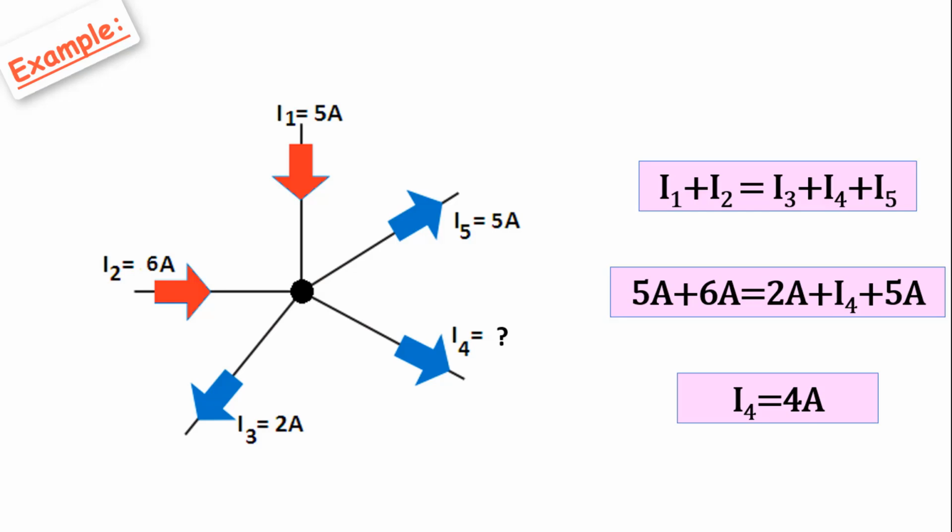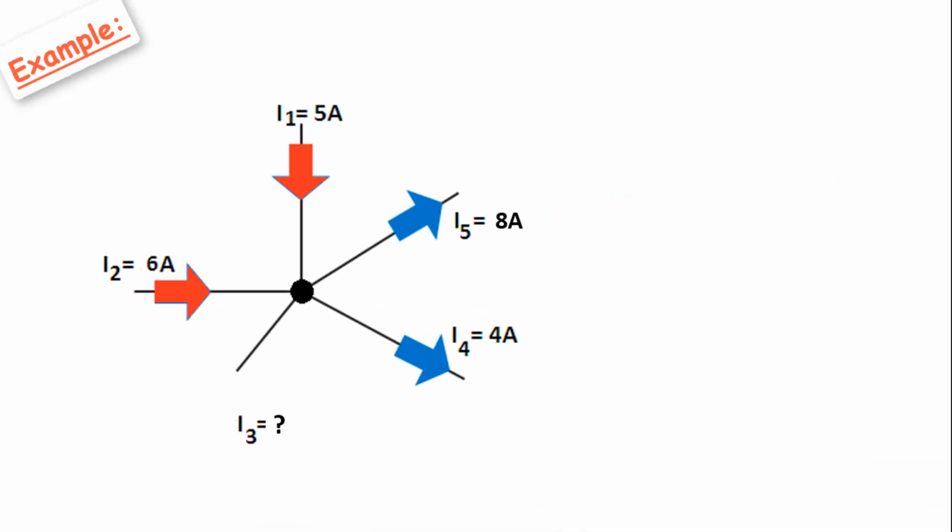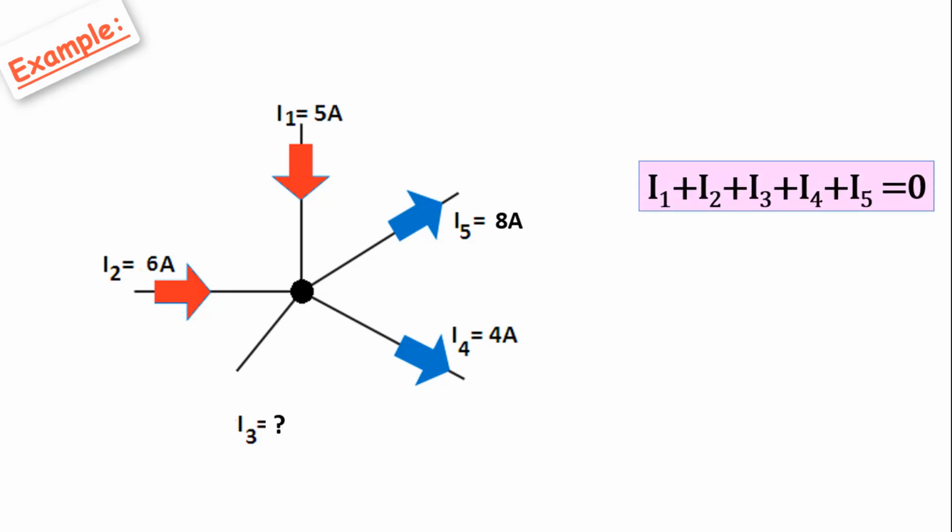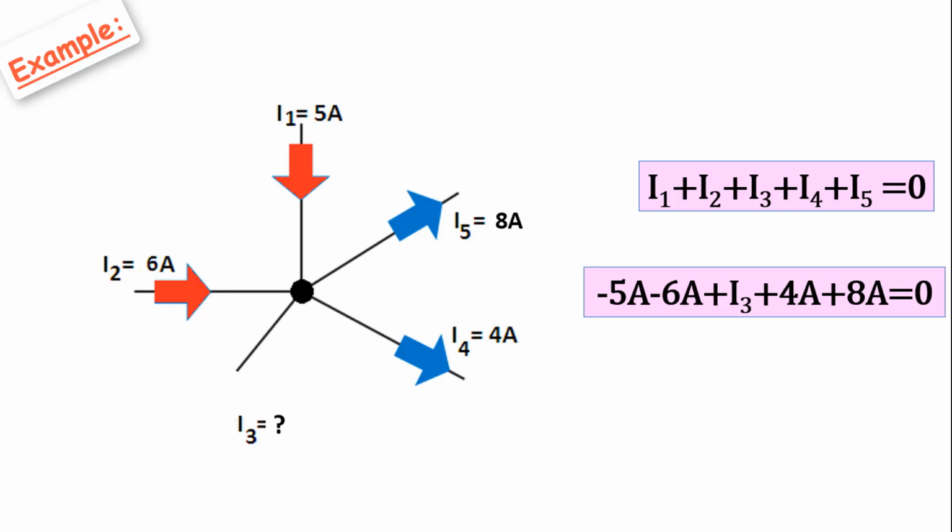Now, let's do a slightly more difficult example, similar to this one. Let this time be an unknown current I3, where both its value and its direction are not known. How do we find the value and direction of this current? We know that according to Kirchhoff's current law, the sum of the currents flowing into and out of a node is equal to 0. Then we can write the equation I1 plus I2 plus I3 plus I4 plus I5 equals 0. If we write the incoming currents as negative and the outgoing currents as positive, we can easily find the value and direction of the unknown current.